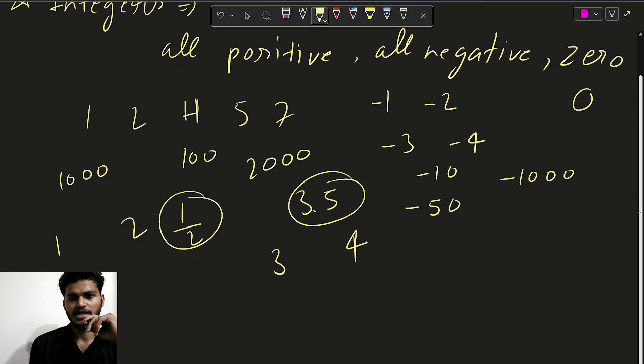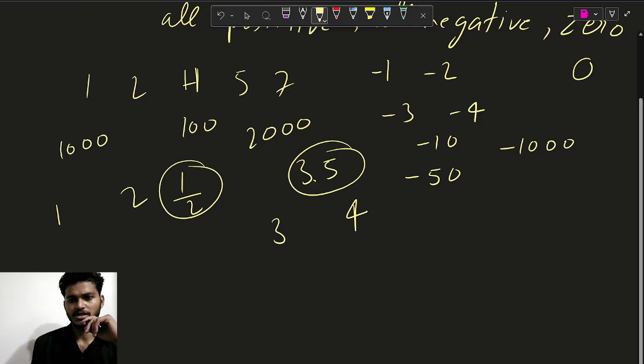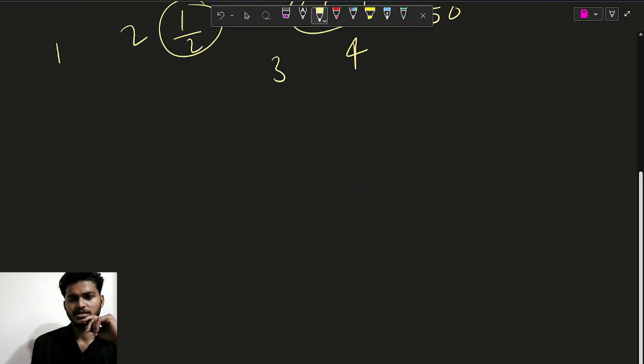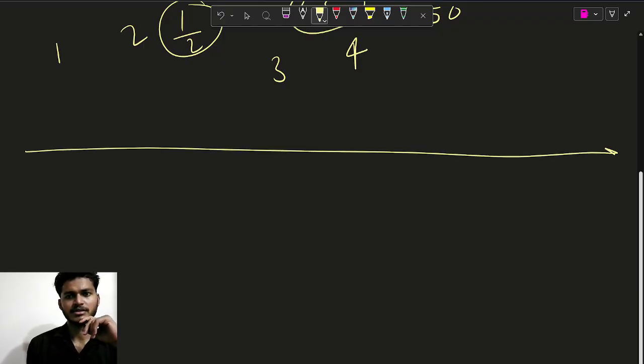So let's make a number line, and by making the number line, our concept is going to be more clear. Suppose this is a number line, and in the middle of the number line there is an integer which is called 0.